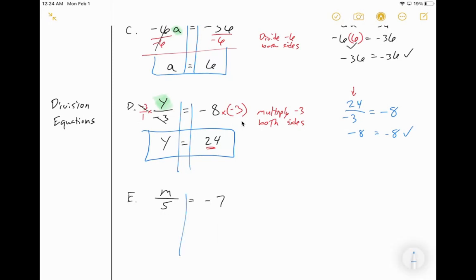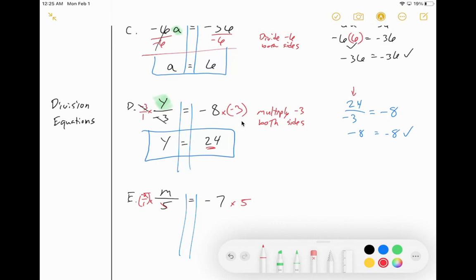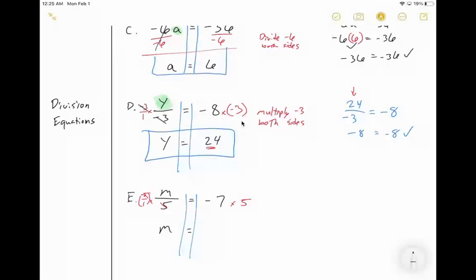So here we go. We can say, okay, I see that the m is over on the left side, so that's my variable. And then it's being divided by 5, so I want to do the opposite, which is multiply by 5, or 5 over 1. We see that the 5's cancel out, and all I'm left with on the left side is m. And negative 7 times positive 5, in this case, is negative 35. Let's double check it. So negative 35 divided by 5 should equal negative 7. I know that it does, so that checks out.